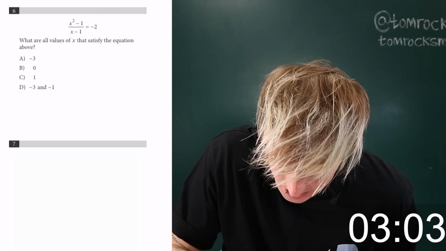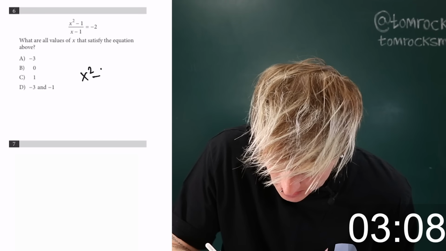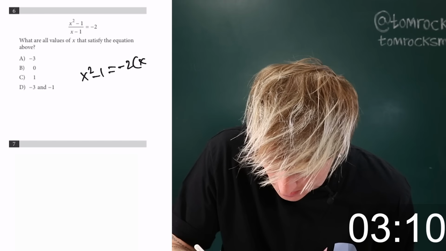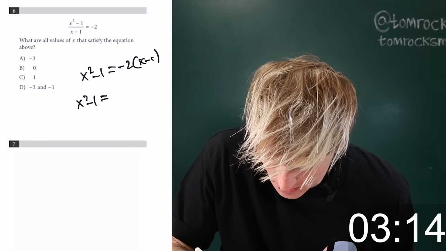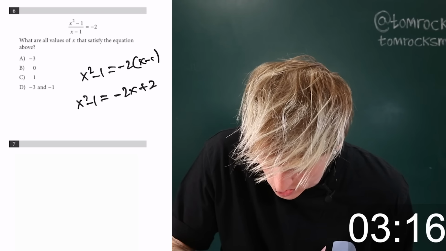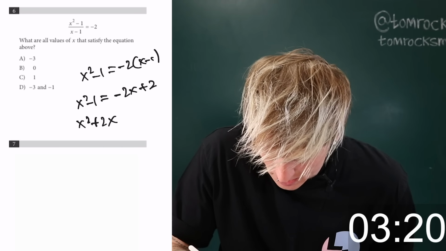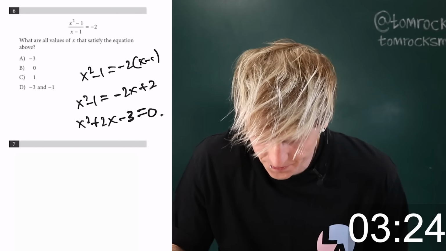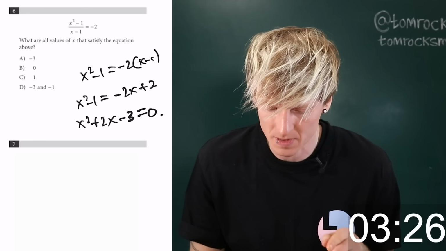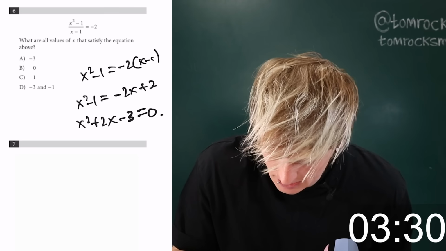Right, so let's multiply over. So it'll be x squared minus 1 equals minus 2 times x minus 1. So that's x squared minus 1 is minus 2x plus 2. So that's x squared plus 2x. And then we need to minus that, minus 3 equals 0. So I think that's going to be x can be what? Interesting.